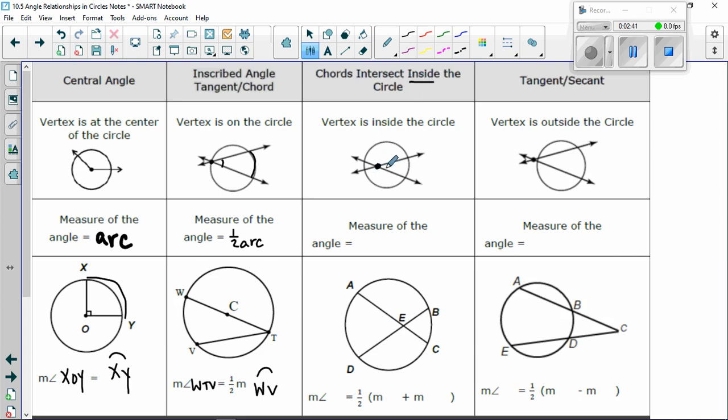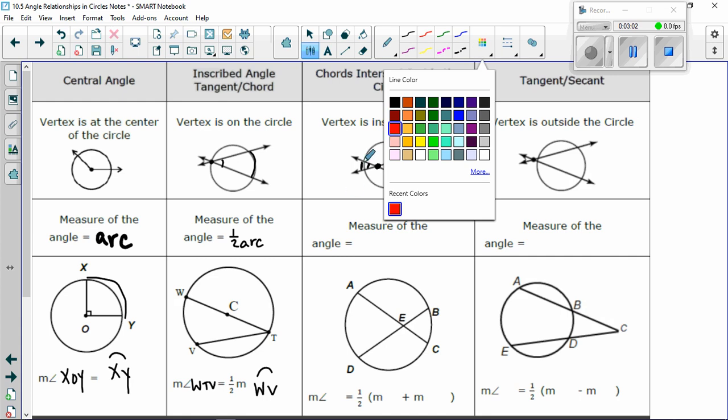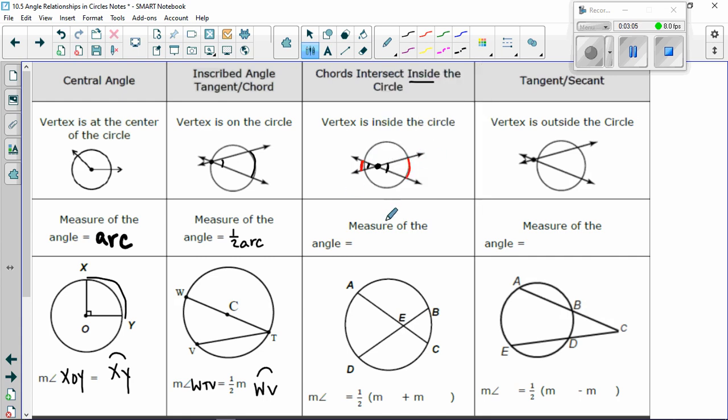So now we're inside. So for example, the measure of this angle right here is equal to this angle right here because those two are vertical. So they're going to be the same no matter what you do. So what you're going to do is add the two arcs together and take half. So the measure of the angle is equal to half of arc 1 plus arc 2. So we'll call this 1 and this 2.